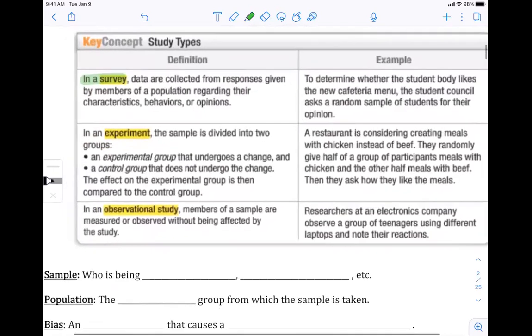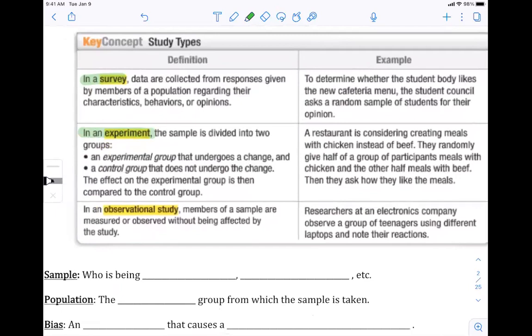An experiment. Now, this is different in that people aren't filling out a survey per se, but they're being divided into groups and there are changes being made to those groups. The experimental group is the one that undergoes the change, whatever it is you're trying to test. And the control group is the one that you don't change anything with.